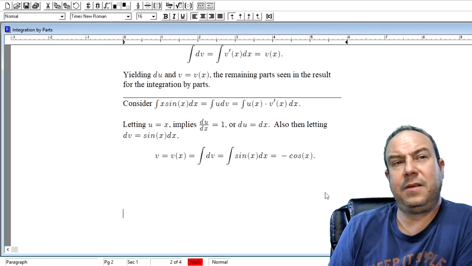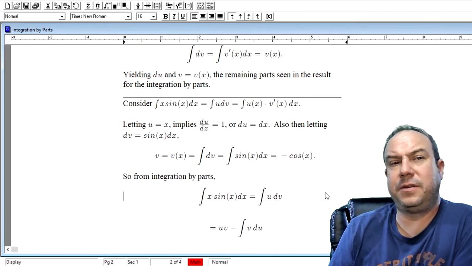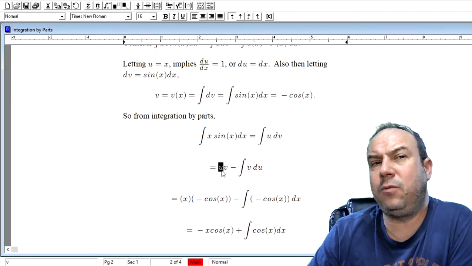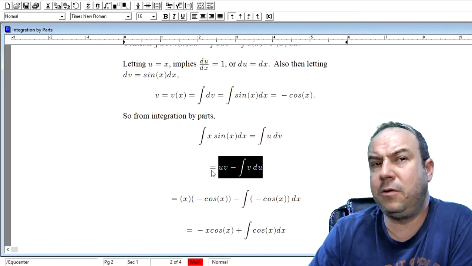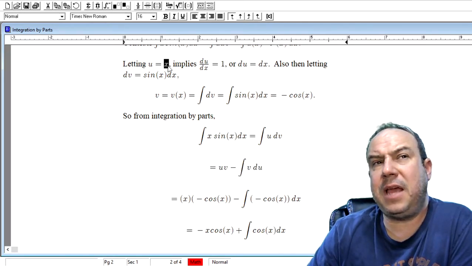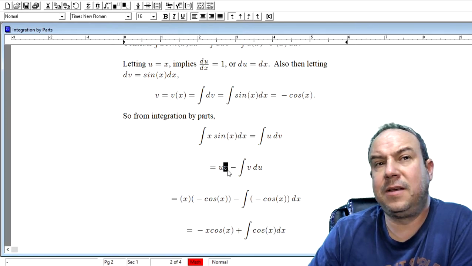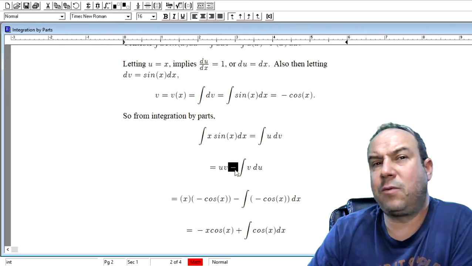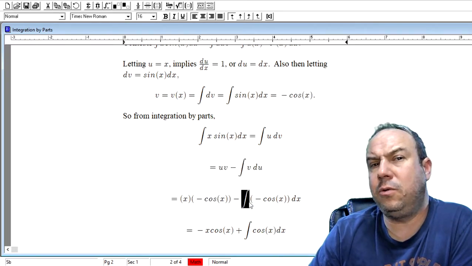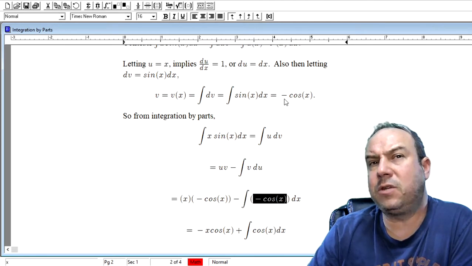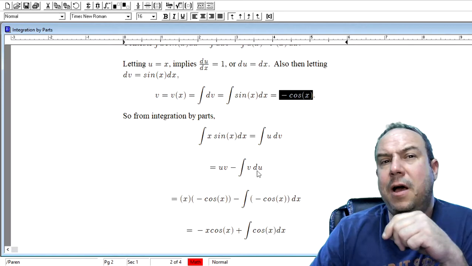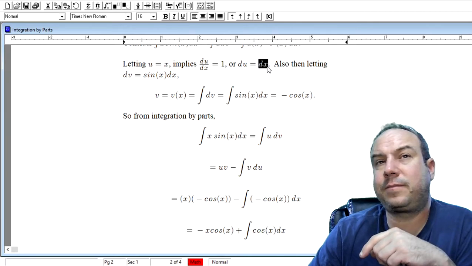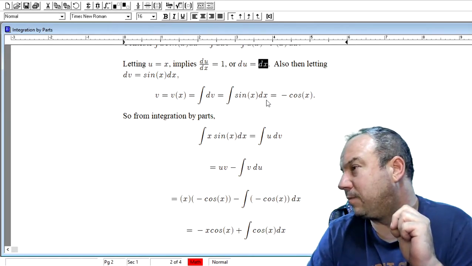So following from integration by parts, the integral of x sine x dx, which equals the integral of u dv, would be equal to u times v minus the integral of v du, where u we have identified to be x, v we have calculated to be negative cosine x, and we're going to subtract from that the integral of v du, which is going to be the integral of v, which we've identified to be negative cosine x, all integrated with respect to du. Du we've identified to be dx in value.